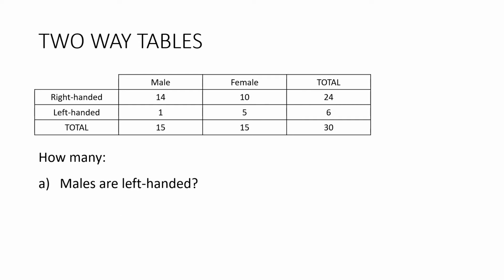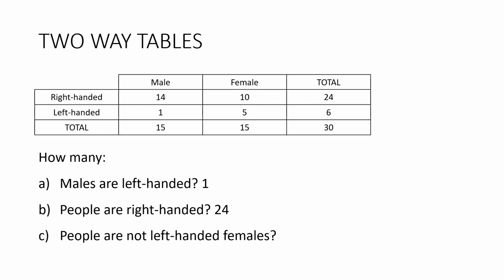How many males are left-handed? So we just got to come up here. There's only one left-handed male. How many people are right-handed? So in this case, I want this entire row. There's 24. How many people are not left-handed females? Think about that for a minute. There's 5 left-handed females out of 30, so there must be 25 people who are not left-handed females.